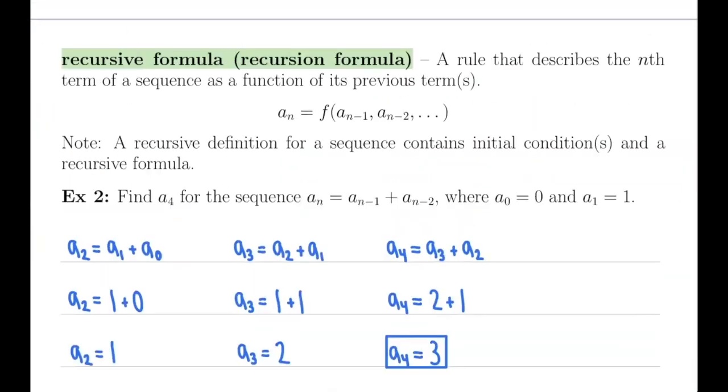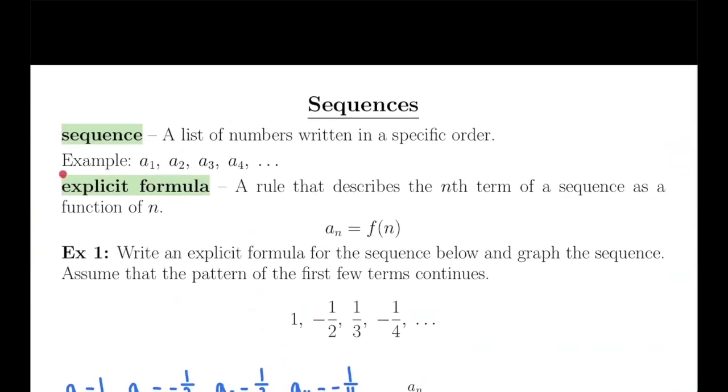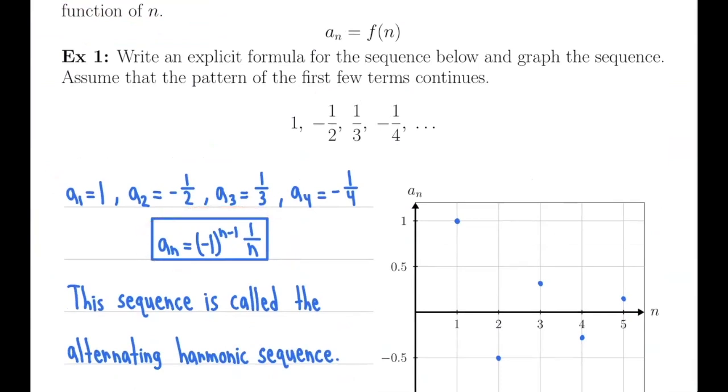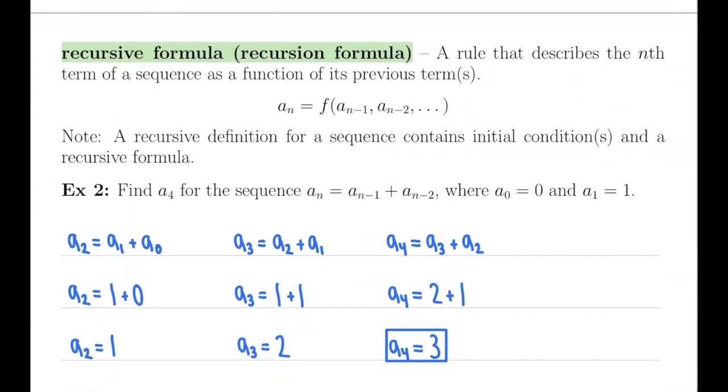So that's a recursive formula. So that's different from an explicit formula, right? Because for an explicit formula like this, you just plug in 5, for example, and you get a5. But for a recursive formula, the terms depend on previous ones. So you can't just plug in 4 and immediately get a4. You need a3 and a2 and so on. So that's why we need these initial conditions.